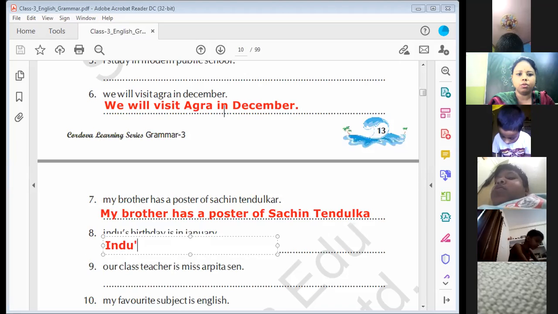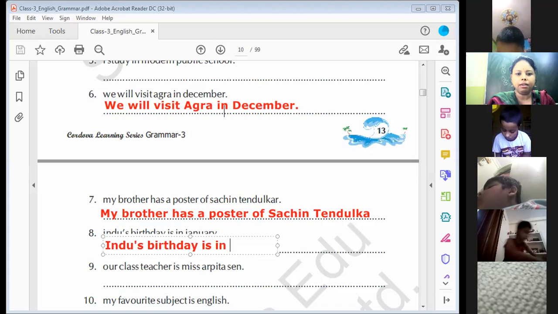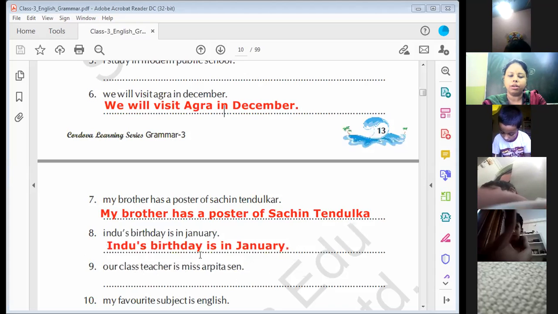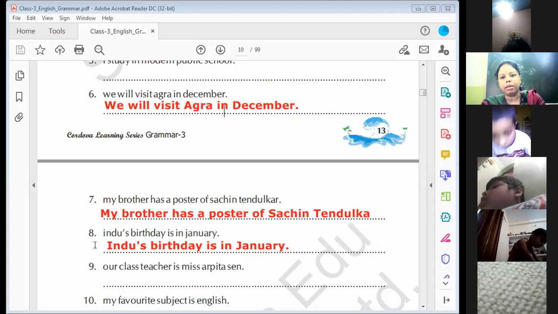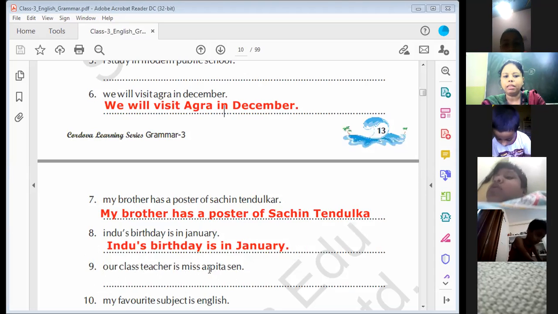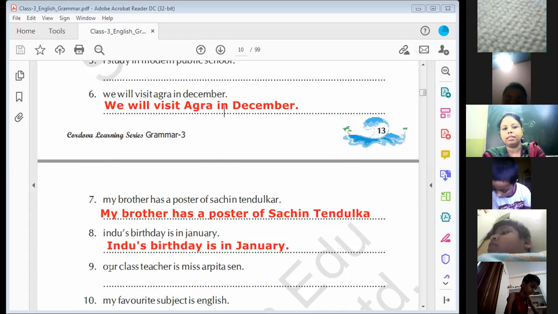Move to the next one. Indu's birthday is in January. I hope you all have written up to question number 8. Now, 9 and 10, you have to do by yourself. I hope you all can do. It's very simple. The first word of any name and any sentence should be capital. Whenever we start any sentence, the first letter should always be in capital.